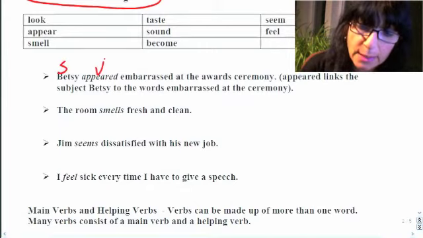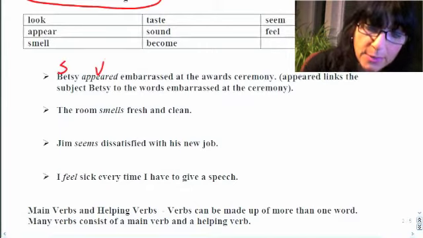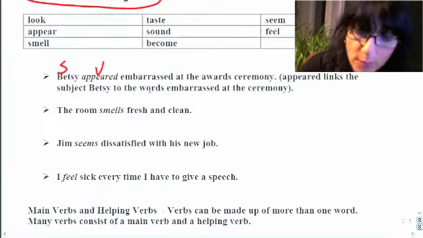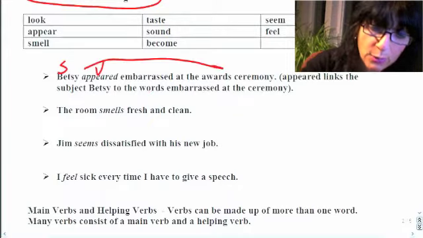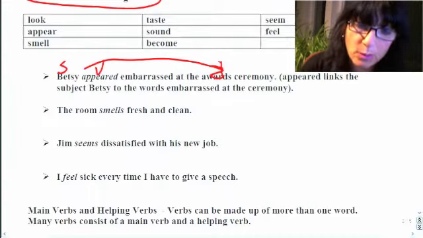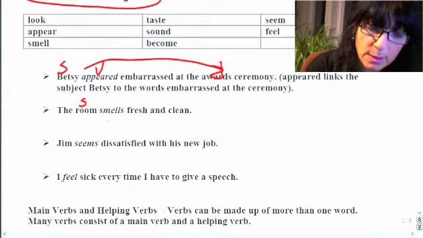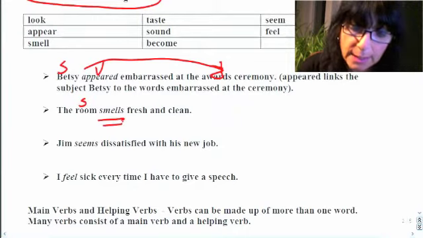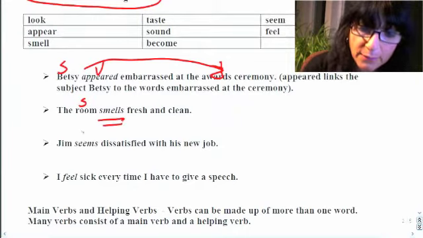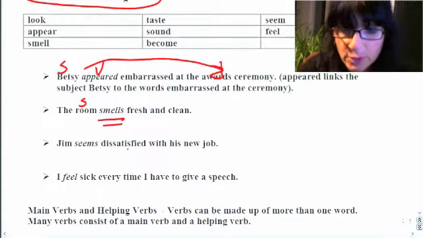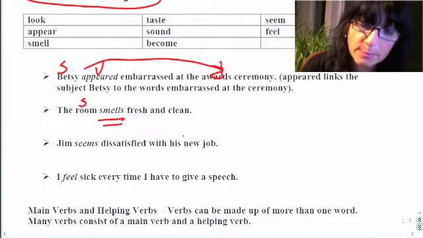Now that's a linking verb because it's linking the subject Betsy to the rest of the sentence, which is telling you that she was very embarrassed at the awards ceremony. The second one, the room smells fresh and clean. The subject is room. Smells is the linking verb because it's linking the fact that the room is fresh and clean with the verb smell.